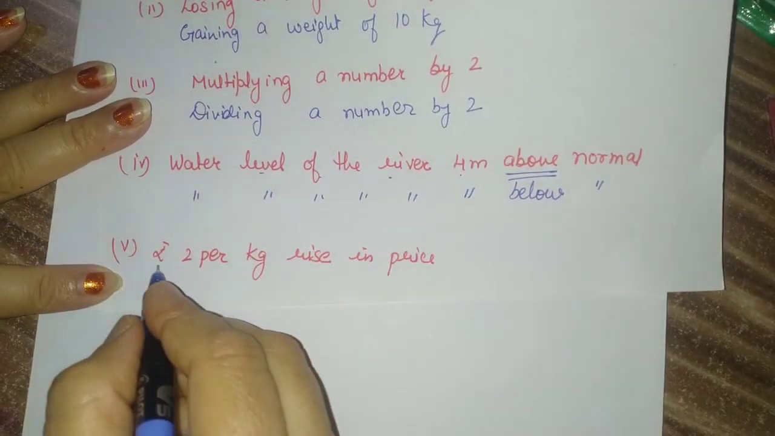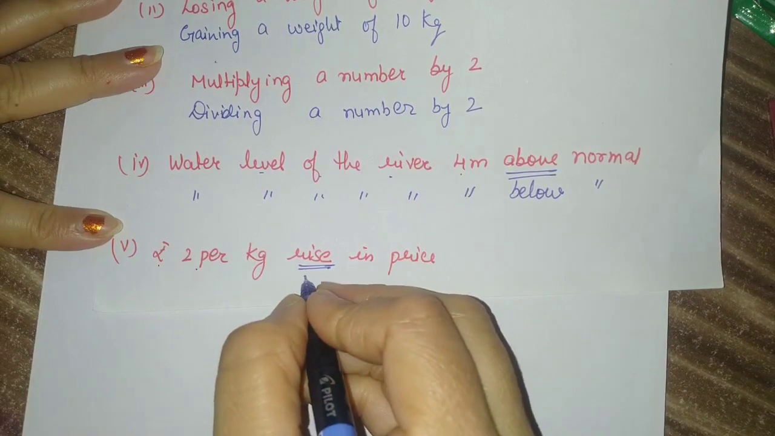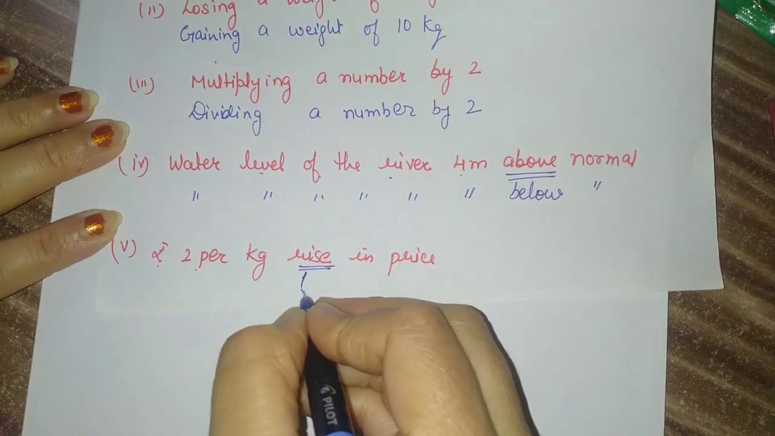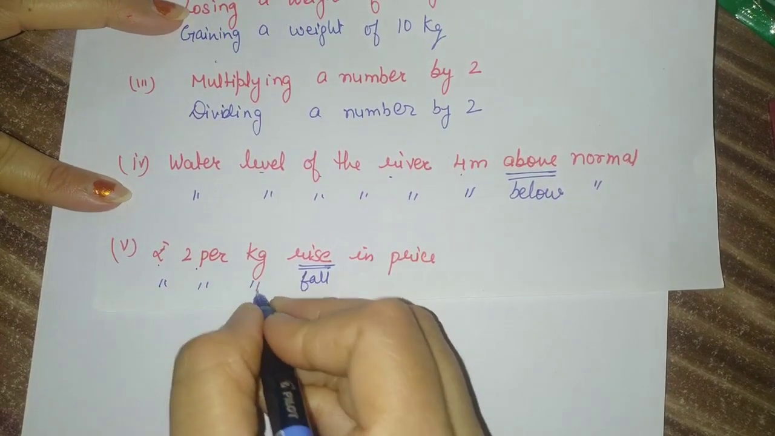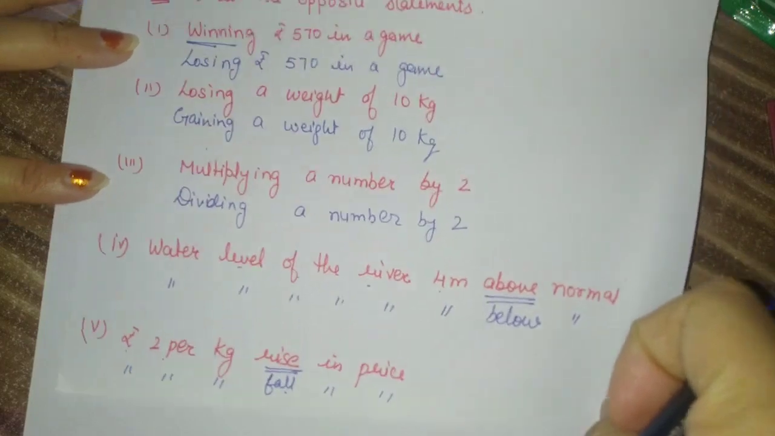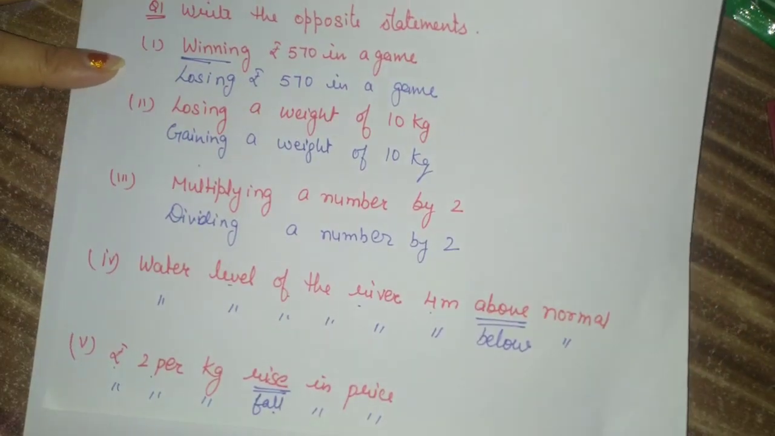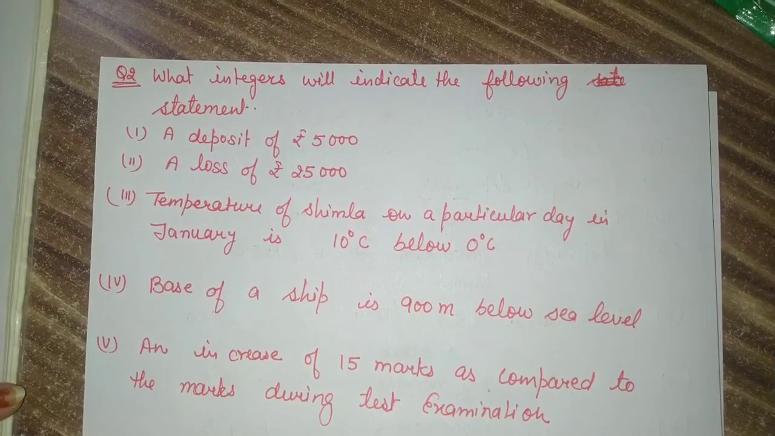Now rupees 2 per kg rise. Rise means increase. The opposite of rise is fall. That means decrease. So we can write rupees 2 per kg fall in price. Now we have written the opposite statement of the given statement. Question number 2 of the exercise.